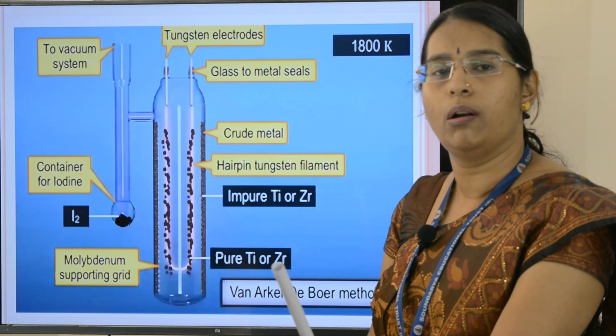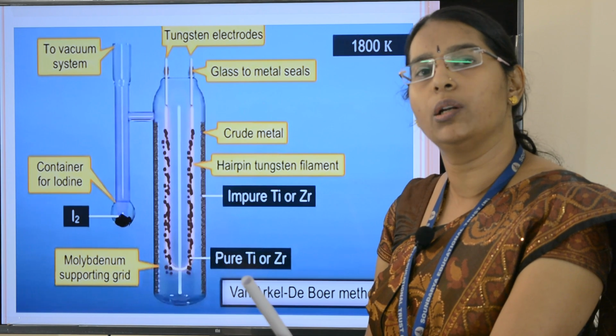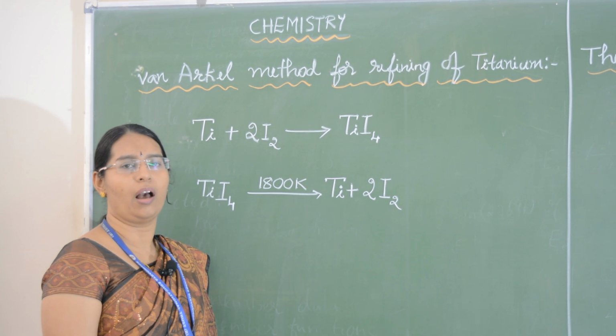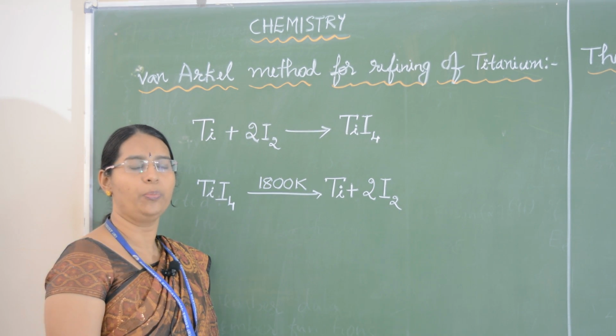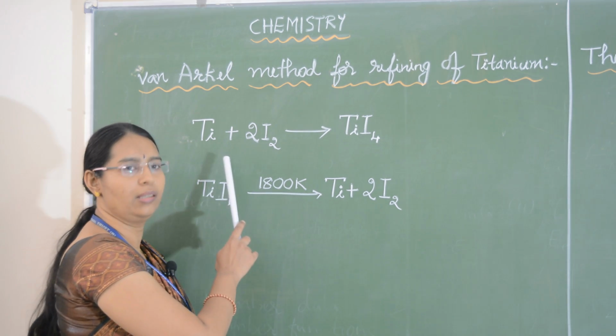This process is called the Van Arkel process for the refining of zirconium and titanium. Students, in the exam they may ask you to write the refining process for the purification of titanium. Then you have to write this equation.